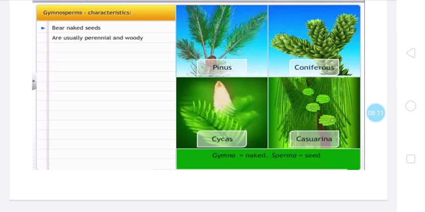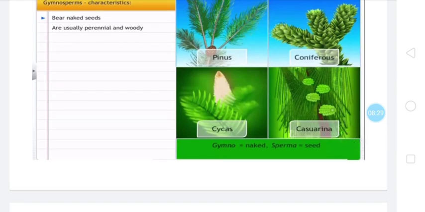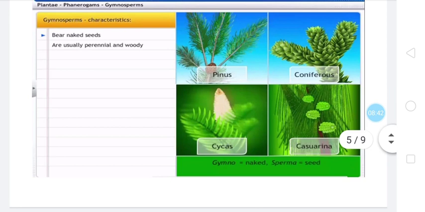So the characteristic of gymnosperms is bare, naked seeds. They are usually perennial and woody. Perennial means, among annual, biennial and perennial, these are the three types of plants. Annual means the plants which complete their life cycle in 1 year. Biennial are those which complete their cycle in more than 1 year. And perennial means for several years they continue their life cycle. So these gymnosperms are perennial.